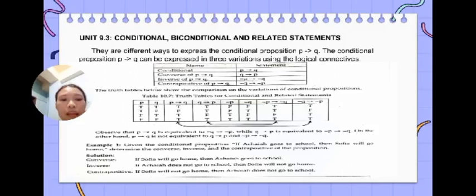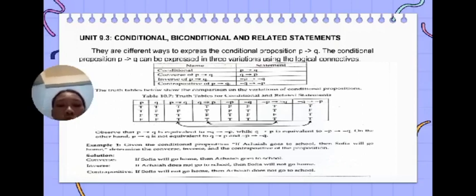Observe that P then Q is equivalent to not Q then not P, while Q then P is equivalent to not P then not Q. On the other hand, P then Q is not equivalent to Q then P and not P then not Q. So here's the example. Given the conditional proposition, if Akea goes to school, then Sophia will go home, I determine the converse, inverse, and the contrapositive of the proposition.